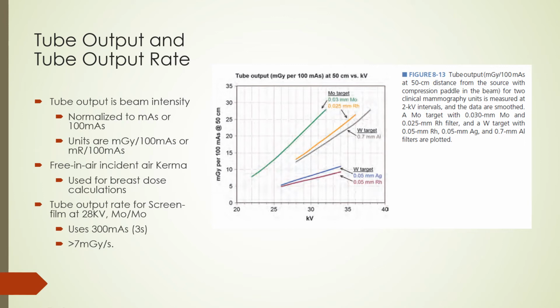Tube output rate is the air kerma rate at a specified distance from the focal spot and depends on the tube current and an extended exposure time. Typically, the settings used for measuring the tube output rate are 300 mAs at an exposure time greater than 3 seconds. MQSA regulations require air kerma rates of at least 7 milligray per second at 28 kV for moly-moly mode at any SID for screen film systems. For digital detectors, the manufacturer's requirement specified in their QC manual is used.